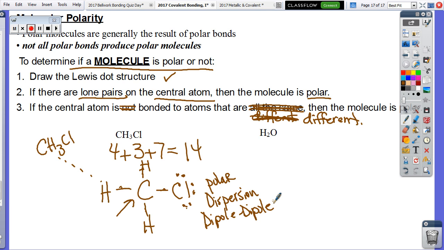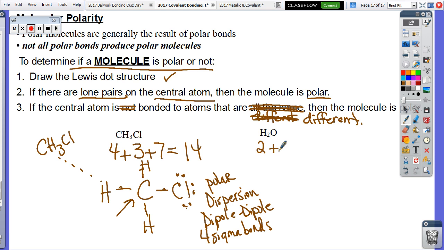Then the last thing I want you to tell me is how many sigma and pi bonds are in the molecule. Well, remember, every single bond is a sigma bond. So there are 4 sigma bonds in this particular molecule. All right, let's draw water and just kind of follow the same rules.